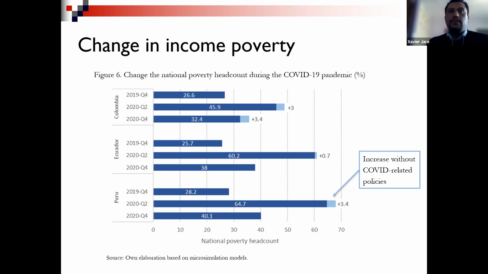And then again, we observe in the light blue bars the mitigating effect of the COVID emergency policies that were introduced. These do play an important role. So in Colombia, they managed to decrease the impact on poverty by around 3 percentage points. In Peru as well, during the second quarter of 2020. In Ecuador, to a much lesser extent, only by less than 1 percentage point in the second quarter of 2020. And then, of course, for Ecuador and Peru, we observe no effect by the end of the year.